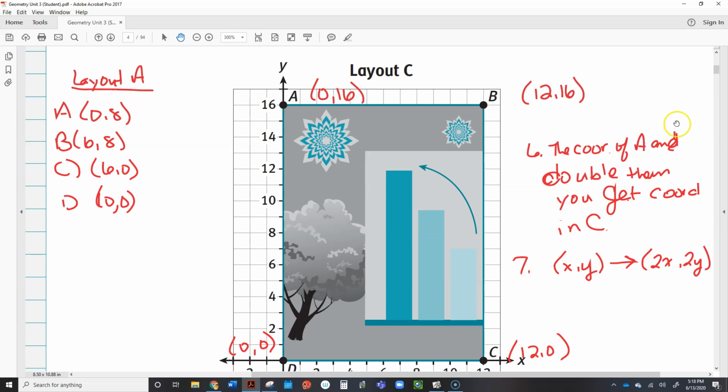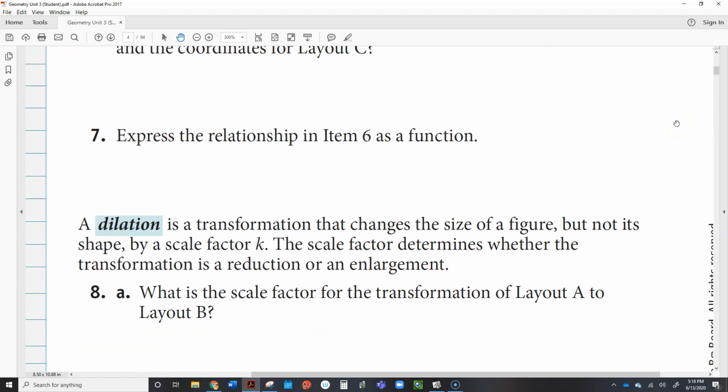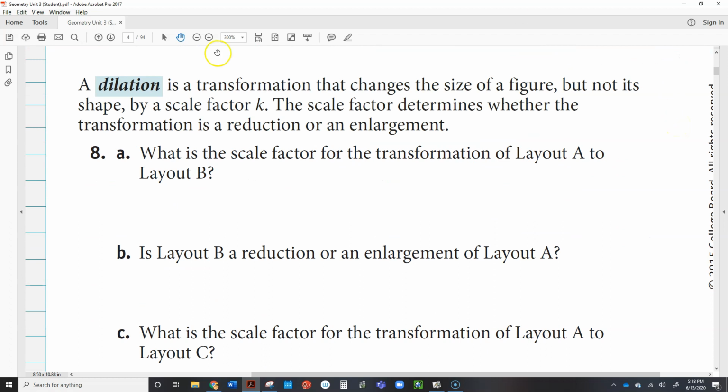Okay, now the question down here says, all right, pay attention to this vocabulary word. Dilation is a transformation that represents a change in size. So we're changing the size of the figure. We're not changing its shape. A rectangle stays a rectangle. A triangle will stay a triangle. But we're changing its size. And how much are we changing its size? We're going to describe it by a factor of some number. So the scale factor is going to determine how the size changes.